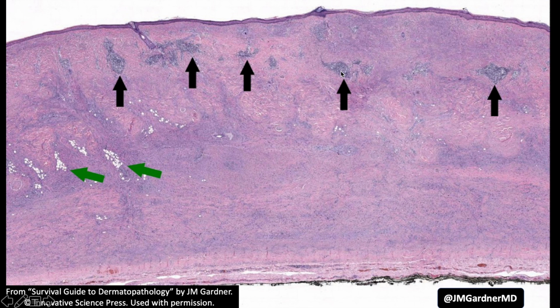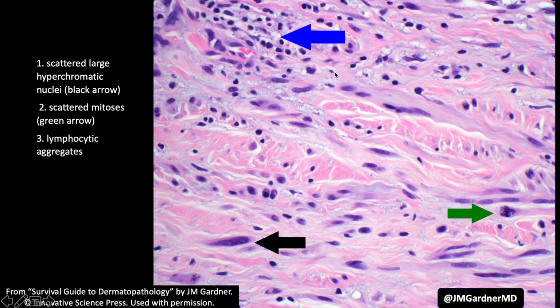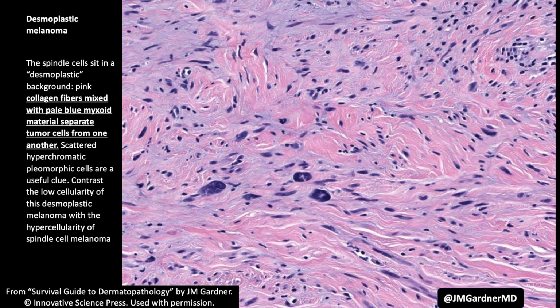And look at these lymphocyte aggregates. Spindle cells with a slightly bluish myxoid background on the scalp with lymphocyte aggregates. Looking closer, we see scattered pleomorphism, again, the lymphocytes, and look, if we're lucky, we'll find some mitoses if you have a big enough sample, but sometimes they're very sparse. Putting all that together, this is desmoplastic melanoma.